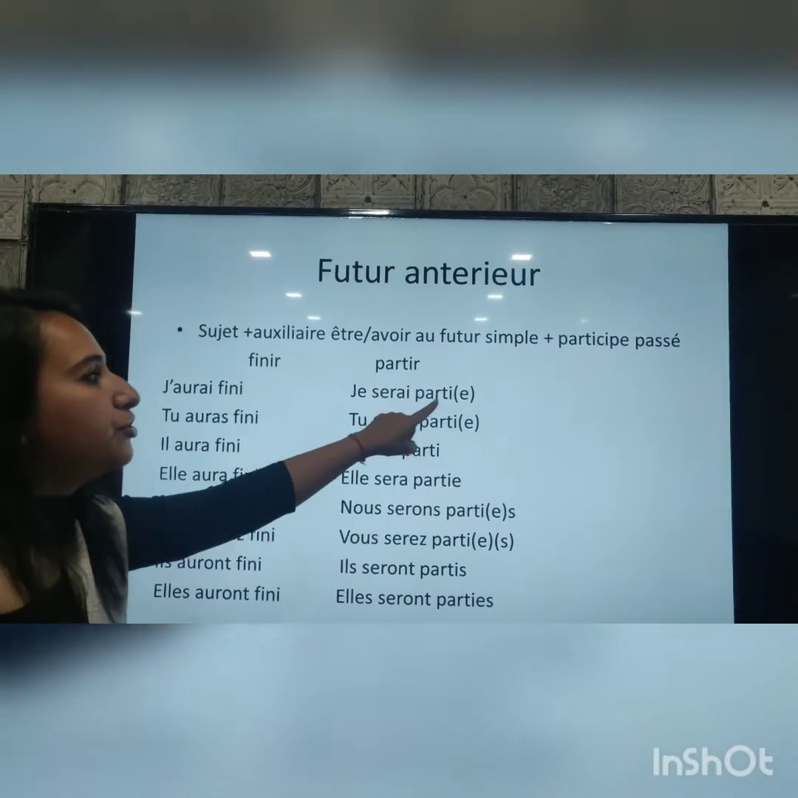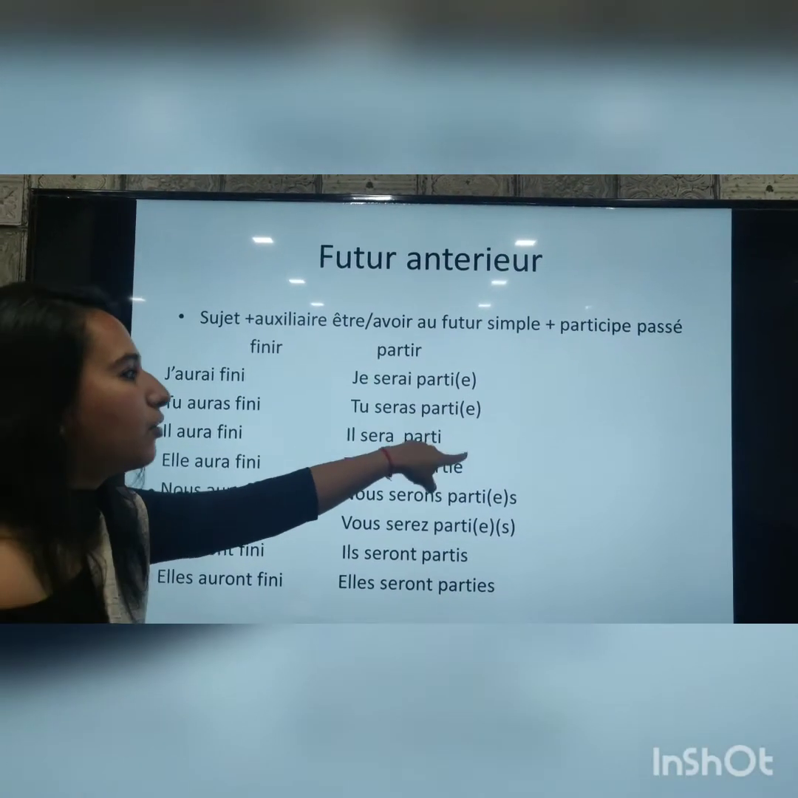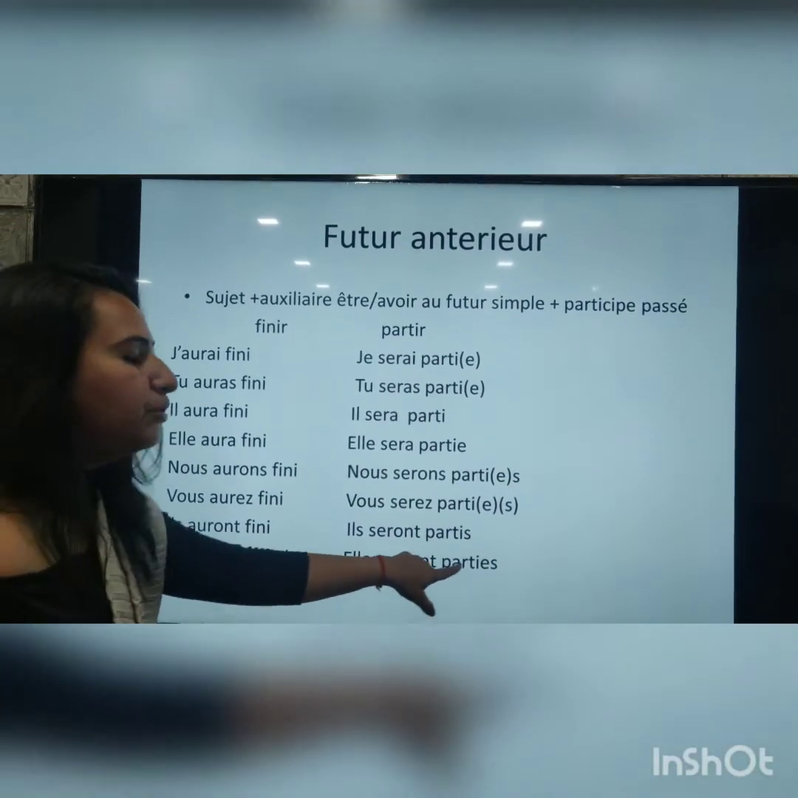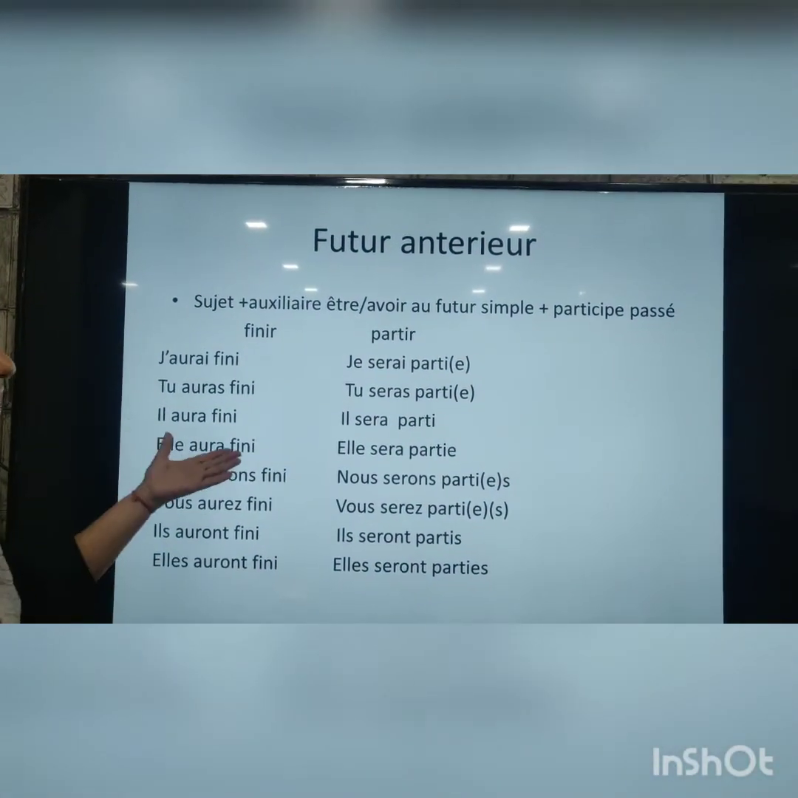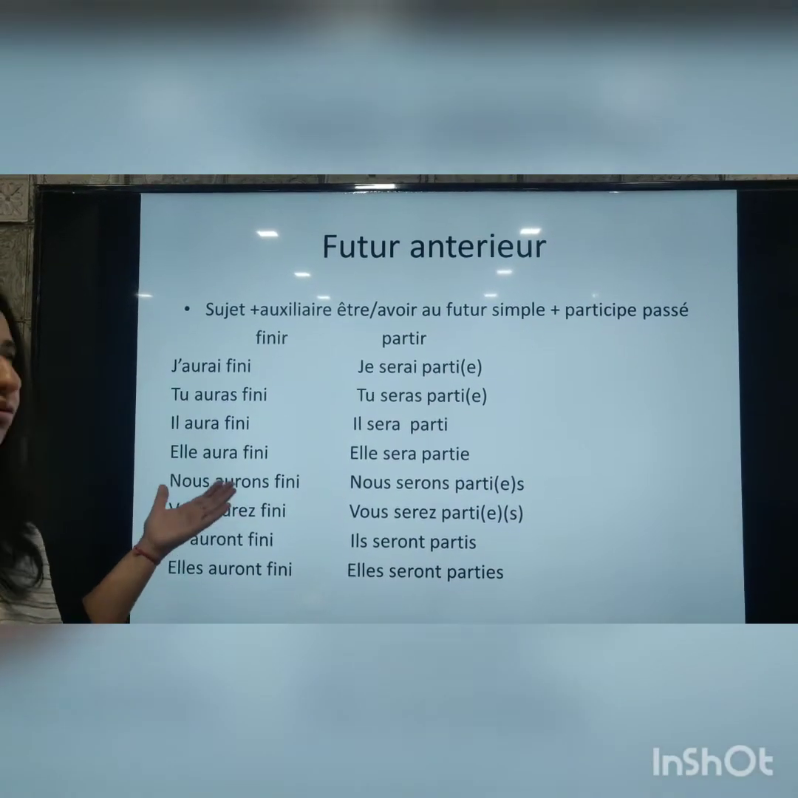Do not forget to use accord because whenever we have auxiliary être, we use the accord. When it is feminine, we put E. When it is plural, we put S. When it is feminine plural, we put ES. So similarly, you can conjugate all the verbs in futur antérieur and you can see the use also of futur antérieur. I hope you have understood le futur antérieur, its use and its formation.